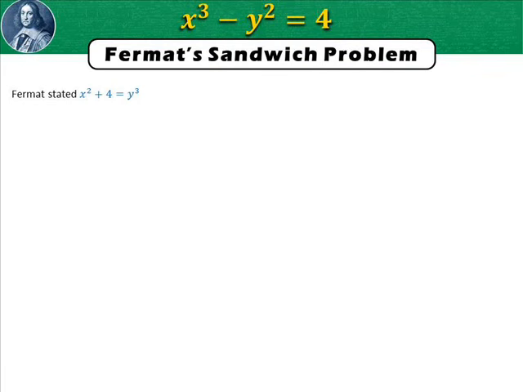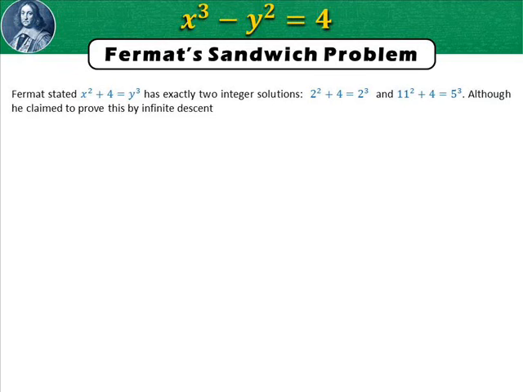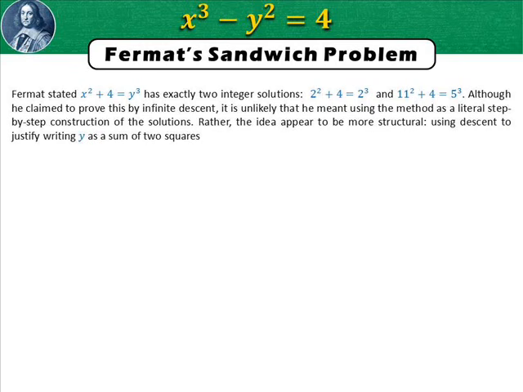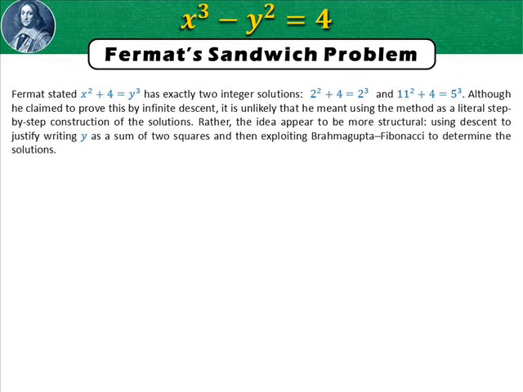Fermat stated that x squared plus 4 equals y cubed has exactly two integer solutions, 2 squared plus 4 equals 2 cubed, and 11 squared plus 4 equals 5 cubed. Although he claimed to prove this by infinite descent, it is unlikely that he meant using the method as a literal step-by-step construction of the solutions. Rather, the idea appears to be more structural, using descent to justify writing y as a sum of two squares and then exploiting the Brahmagupta-Fibonacci identity to determine the solutions.